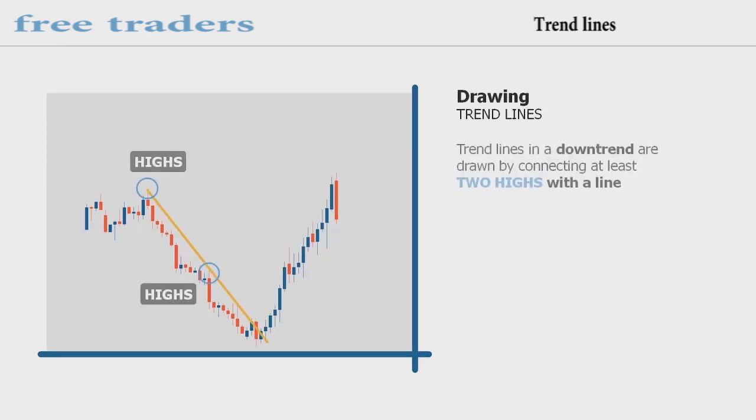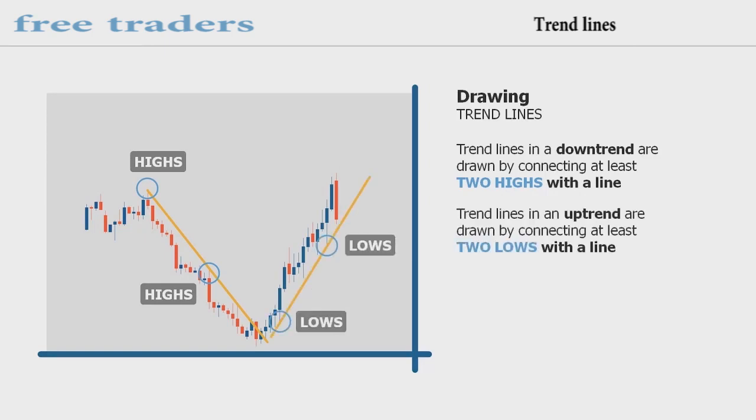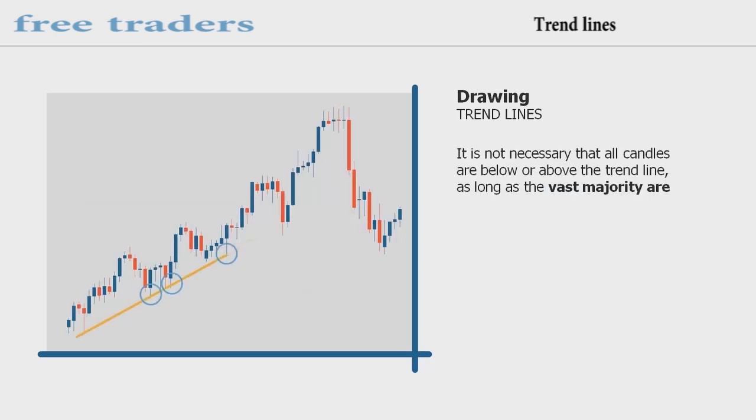Trend lines in a downtrend are drawn by connecting at least two highs with a line, and trend lines in an uptrend are drawn by connecting two lows with a line. The more times price touches the trend line, the more valid it is. It is not necessary that all candles are below or above the trend line, as long as the vast majority are.